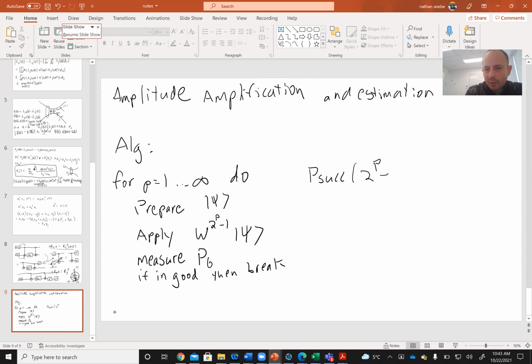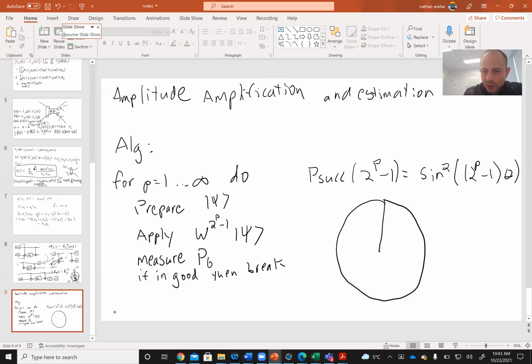And so the probability of success that we end up getting at every iteration, the probability of success at iteration p, is going to be sine squared of 2 to the p minus 1 times whatever our initial theta is. So geometrically, this is what's happening, right? We have some tiny rotation through an angle theta. We do a single iteration, which will move us up 2 theta. We'll measure, and if that worked, great, we found an example. If it didn't, then we're going to try again.